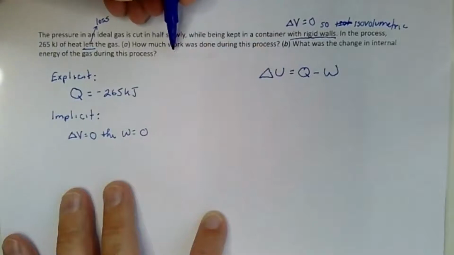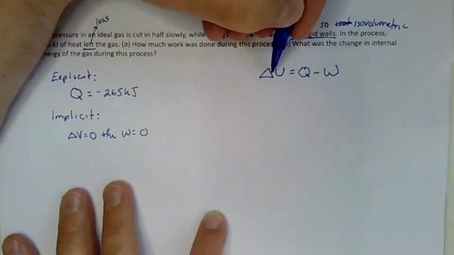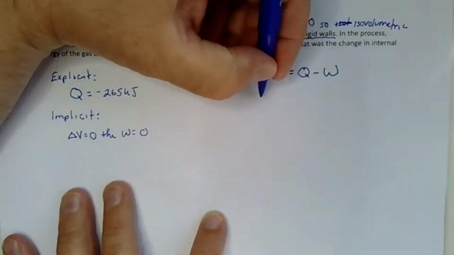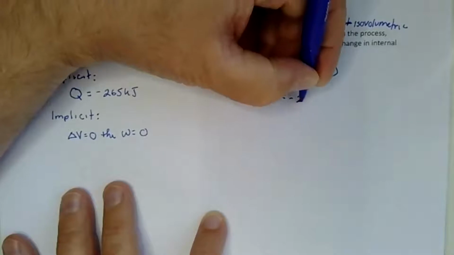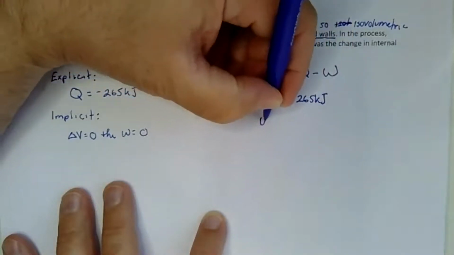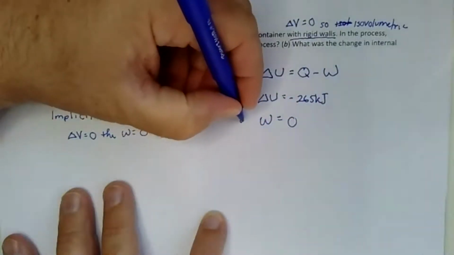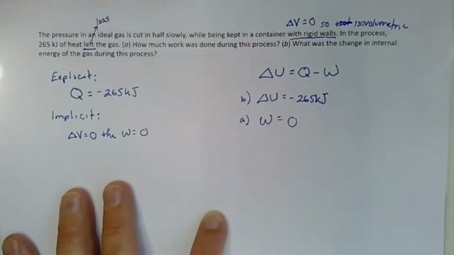And so now we take a look at it. How much work was done? Was 0. And since the work done is equal to 0, these two are equal to each other. So the change in internal energy is just equal to negative 265 kilojoules. And of course, the work done is equal to 0. So this is the answer to A, and this is the answer to B. And that's it. We didn't even have to do any math at all.